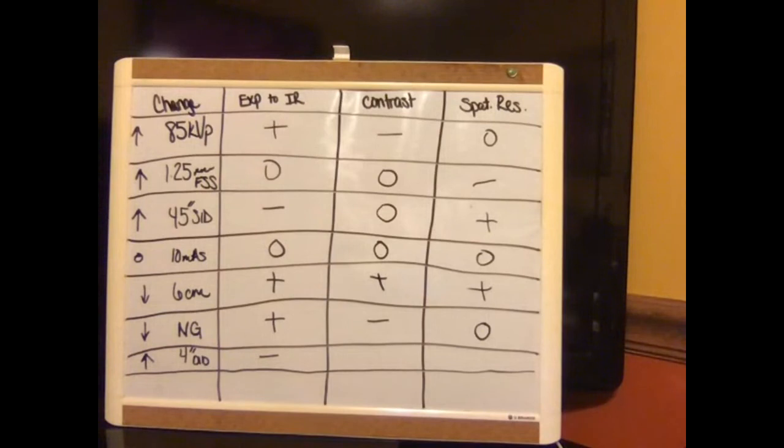As far as the contrast is concerned, the same thing with that OID that allows the scatter to miss the image receptor. So it's going to increase your contrast. It's going to make it prettier because you're not going to have all that off-focus stuff. And the OID is a geometric thing, so it is going to affect your spatial resolution. If you have more OID, the edges of your part are not going to be as crisp, so you're going to have a decrease in the spatial resolution.